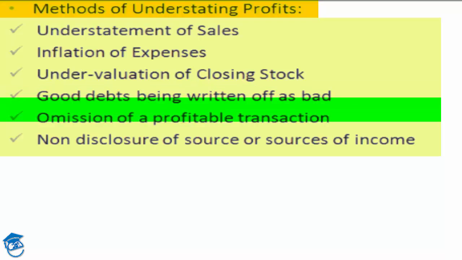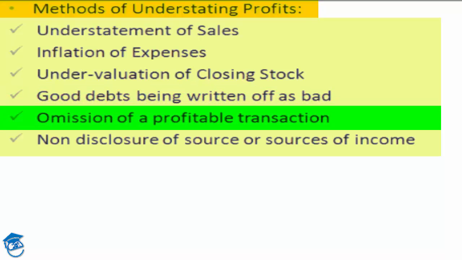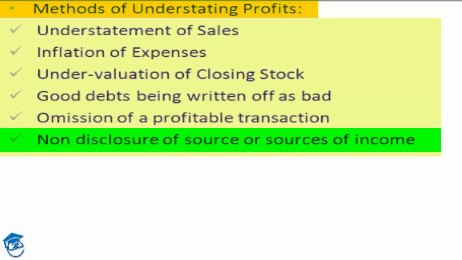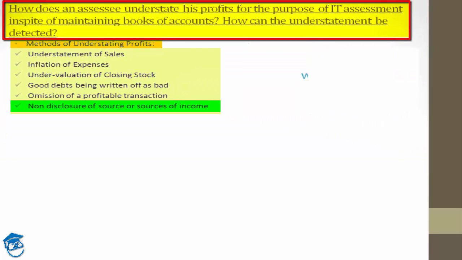Then comes omission of a profitable transaction. So you did enter into some profitable transaction at a very good level, but you didn't record the same in your books of accounts. Then again, it is one of the ways of understating profits. And finally, non-disclosure of sources of income. Let's suppose you are earning a good amount of money from one source, and you are not disclosing that source of income. Since it is not being disclosed in the income tax return to the department, that is again something with which you are understating the profits.